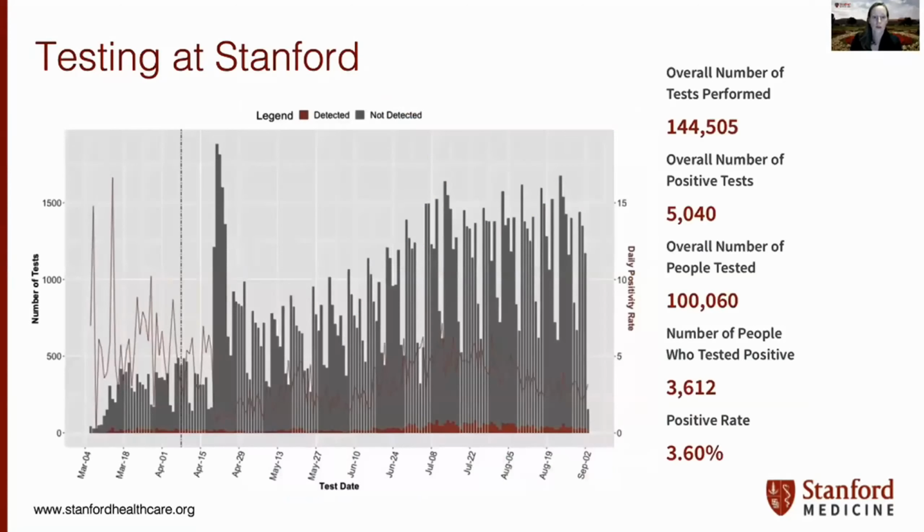You can see here the cumulative PCR testing that's been done by the Stanford lab. Over 140,000 tests for both Stanford patients and local testing done and sent to Stanford since the beginning of the pandemic. Of those tests done, the positivity rate is 3.6%.